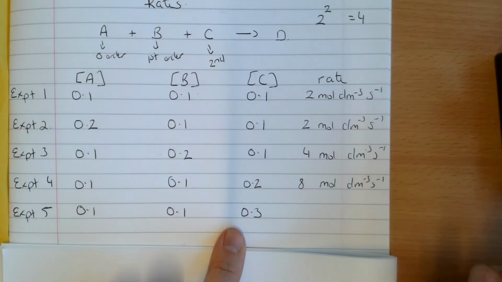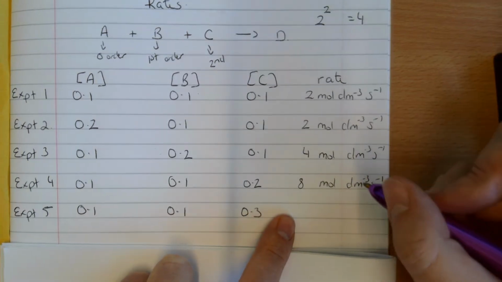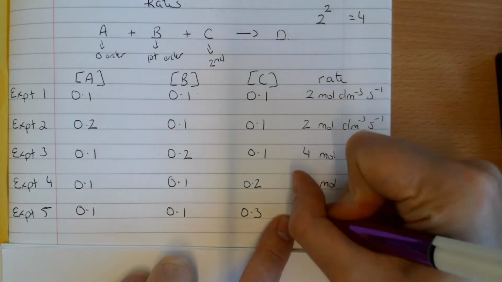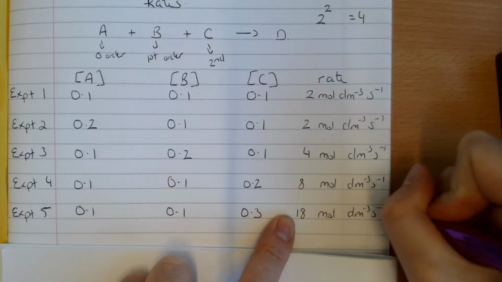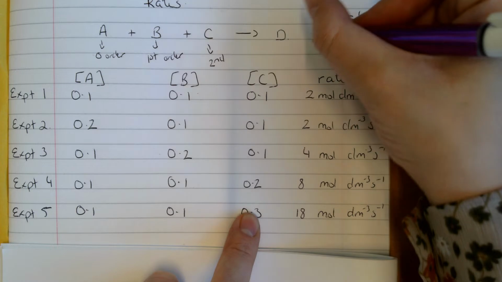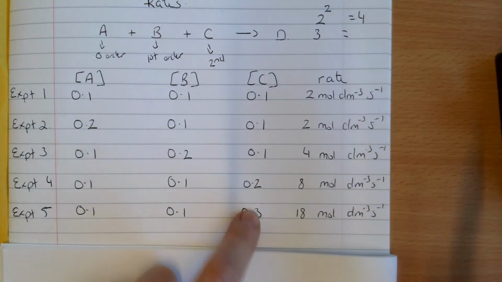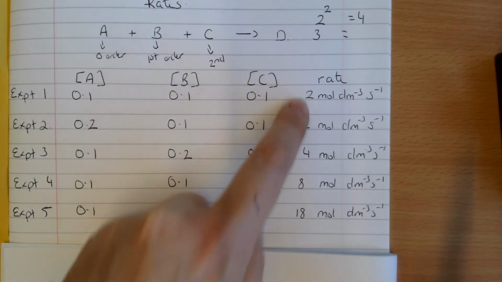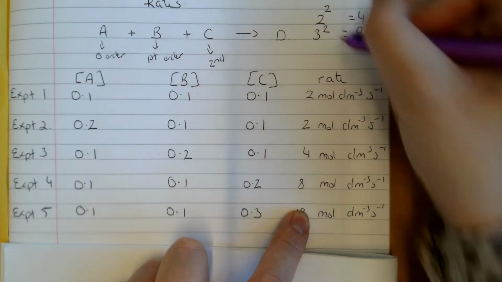I'm going to go from 0.1 all the way up to 0.3. And what I see happens to my rate this time is that it goes from 2 all the way up to 18. Okay, so this time I've tripled my concentration, so I've got 3. And my rate is increasing by a factor of 9. So 2 times 9 is 18. It's increasing by a factor of 9, which again is 3 squared.